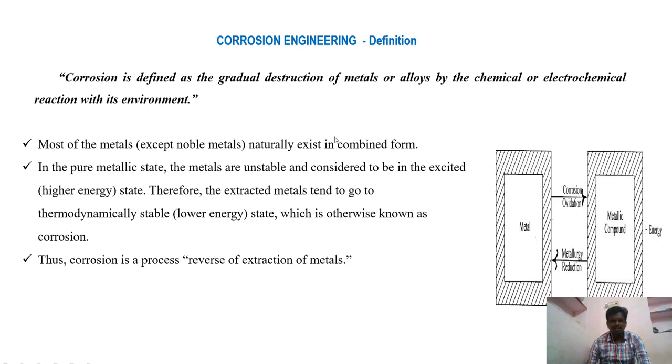We know that metals do not exist in their pure form. Metals exist in combined form, that means ore form. We are extracting the metals from their ores by different chemical treatments, and we are converting that into zero oxidation state. So that metal with zero oxidation state is highly unstable and has more energy, and it tries to convert itself into its thermodynamically more stable state, that means its ore form. So this is just like a reverse of the extraction of the metals.